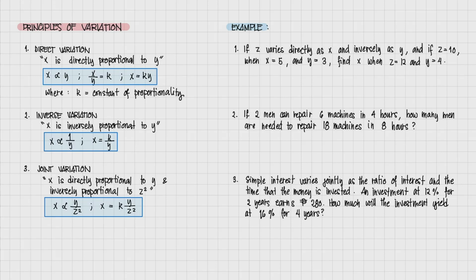So for number 1, if Z varies directly as X and inversely as Y, and if Z is equal to 10, when X is equal to 5 and Y is equal to 3, find X when Z is equal to 12 and Y is equal to 4. Now to solve this, let K be our constant of proportionality.